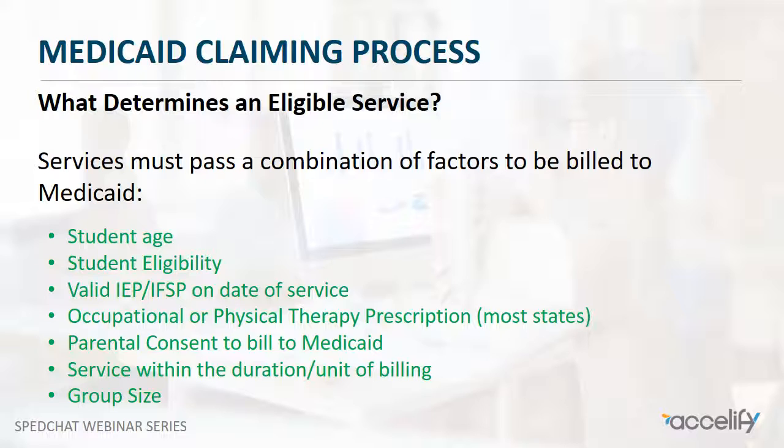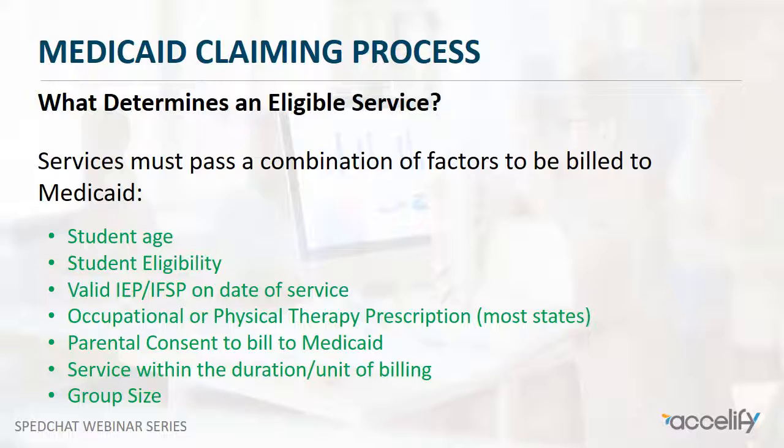Now, the next things that we're talking about, Medicaid will pay, but if you come back in an audit, Medicaid will recoup that money if these aren't listed. So as we said before, there must be a valid IEP or IFSP on the date of service. There must be an occupational or physical therapy prescription in place when your state requires that, and that is in most states. There must be parental consent to bill to Medicaid.